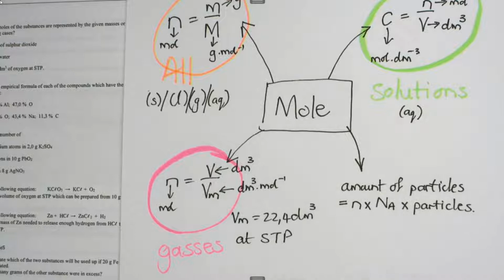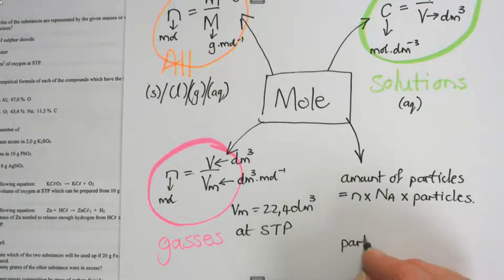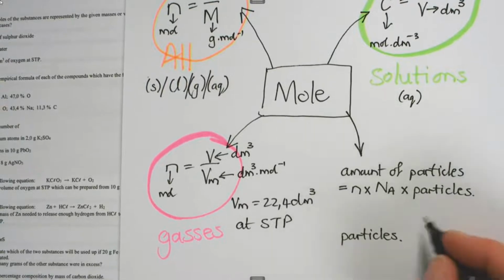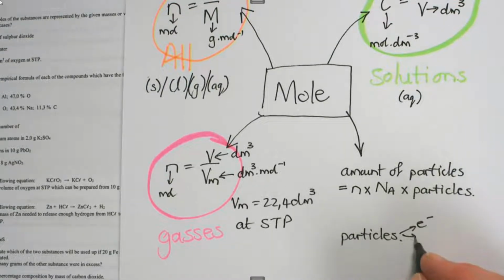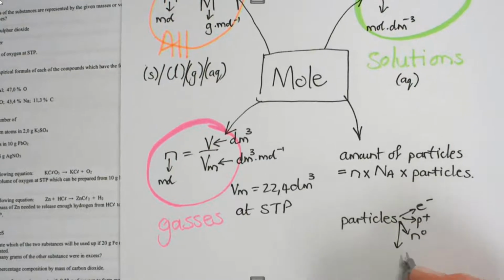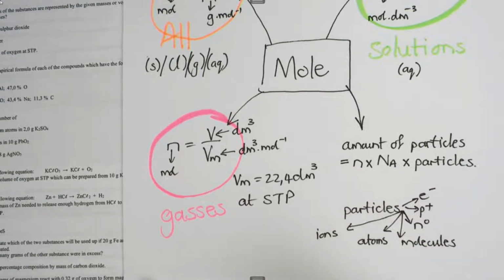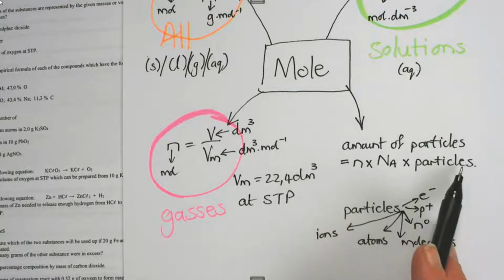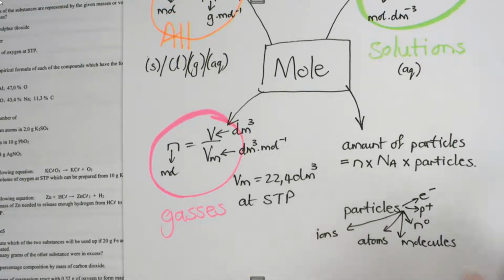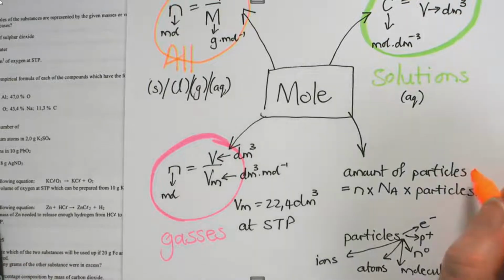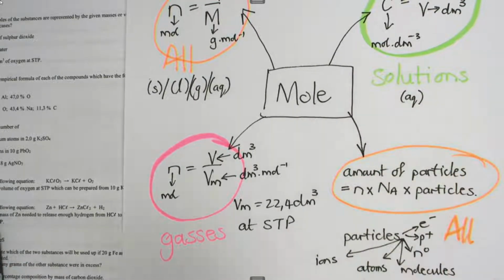Now, if I use the word particles in science, it can be many things. Particles can be electrons, it can be protons, it can be neutrons, it can be molecules, it can be atoms, it can be ions. So there's a lot of things in the word particles. So we're going to apply this formula a little bit later on. So this is for all particles.